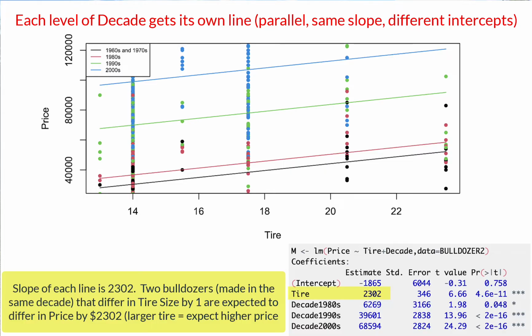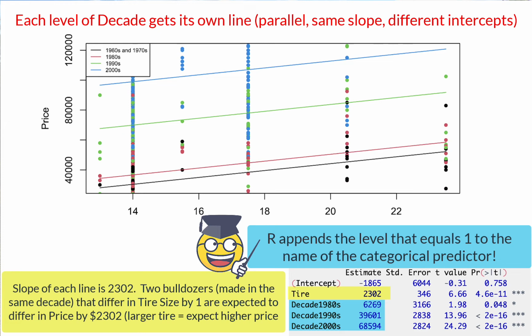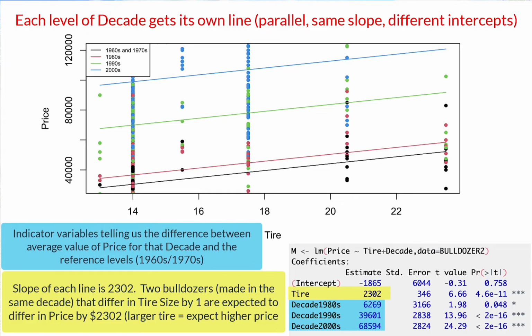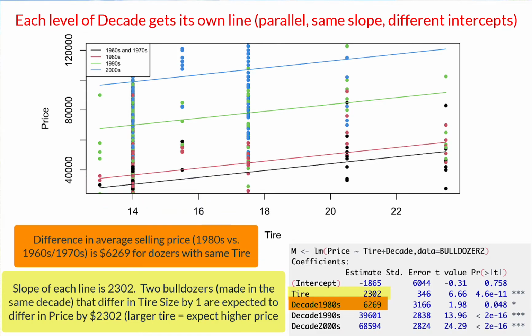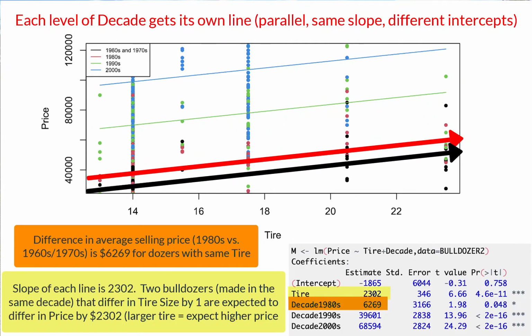And what we have is a set of indicator variables with coefficients that tell us something overly specific that we're probably not the most interested in, because when we do have a set of indicator variables representing a categorical variable, those coefficients are comparing the average value of y for that level to the average for the reference level. So if we look at the output of summary for our Bulldozer model, we find that the coefficient of decade 1980s is 6269, letting us know that the difference in the average selling price between Bulldozers made in the 80s and Bulldozers made in the 60s or 70s was $6,269. Typically not the most important question that we have on our mind.